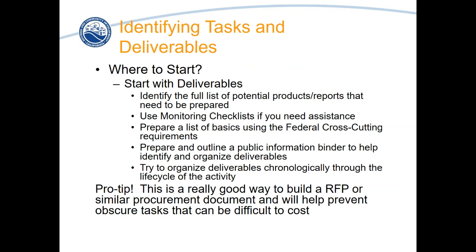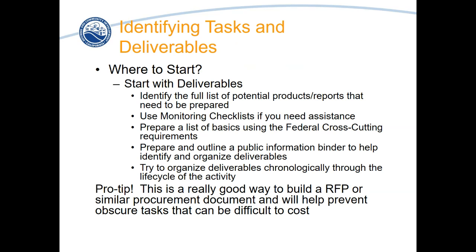You can also use the federal cross-cutting requirements. Those would be your NEPA requirements, your procurement requirements, and your labor compliance requirements. You can also take a look at 2 CFR 200 for financial management requirements. These can all kind of help you identify potential products that you're going to need to have identified as deliverables in your activity.